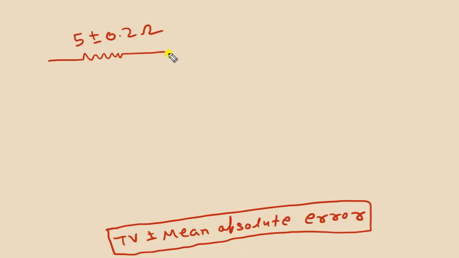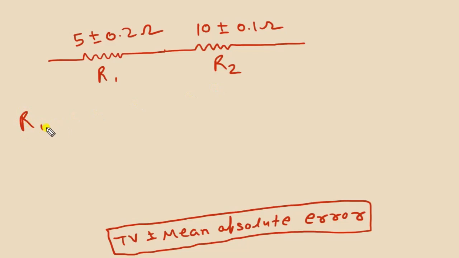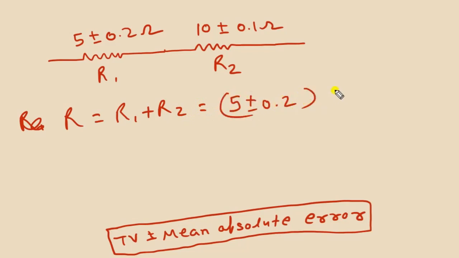Okay, so let's say two resistances are in series. The value of first is 5 plus minus 0.2 ohm, and the value of second is 10 plus minus 0.1 ohm. Now if I ask you to find the resultant of these two resistances, what you will do? You will simply add them together to find the resultant. That is, R is equal to R1 plus R2. This would be equal to 5 plus minus 0.2 plus 10 plus minus 0.1.